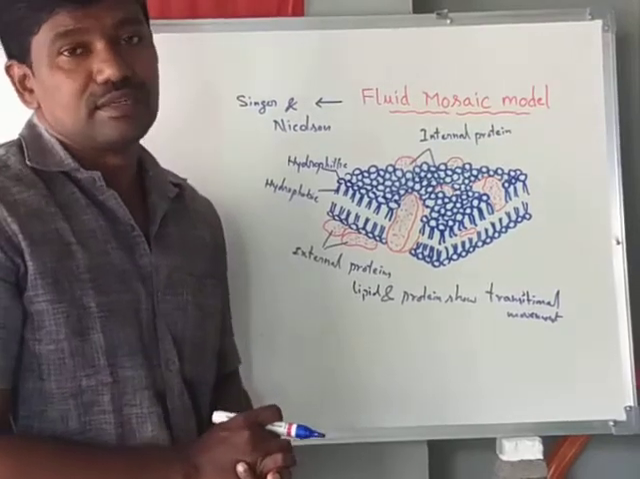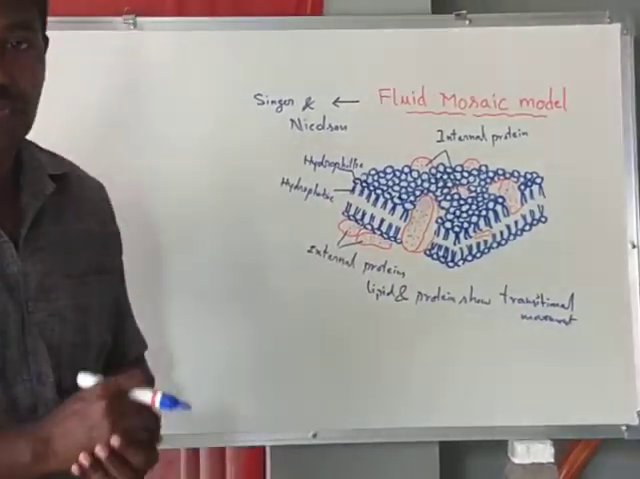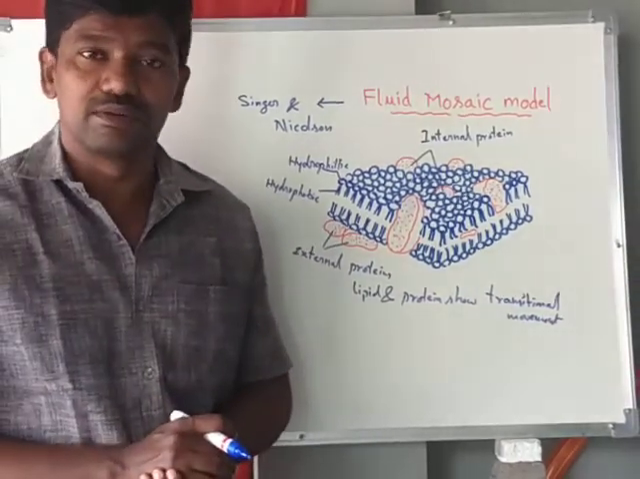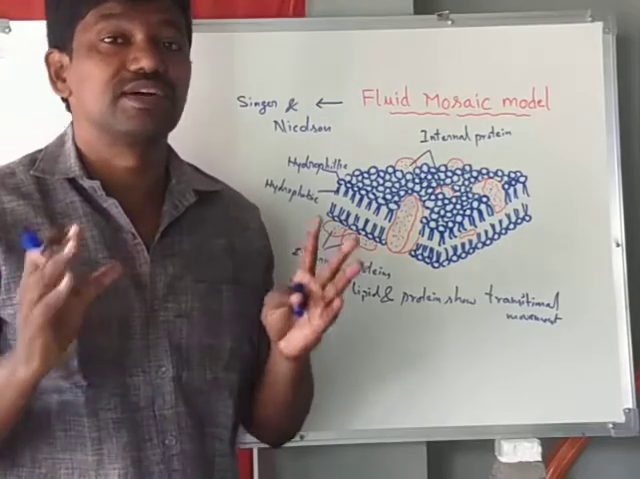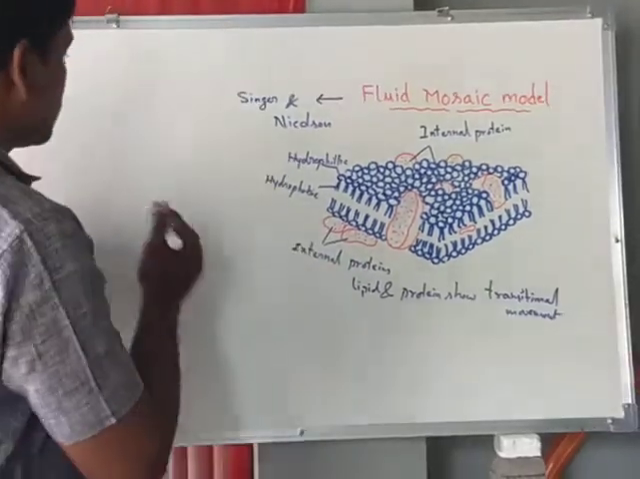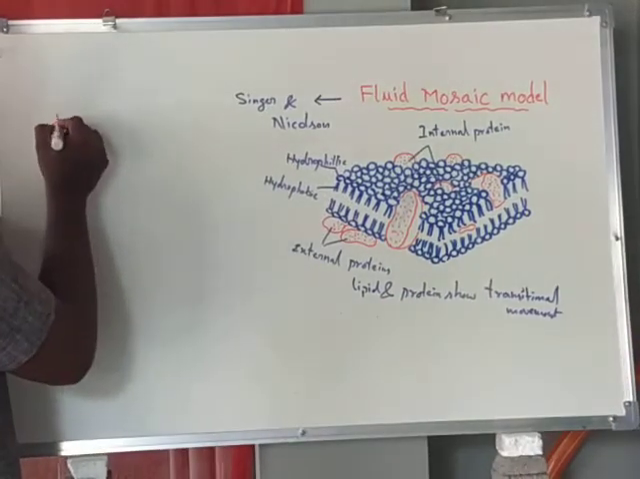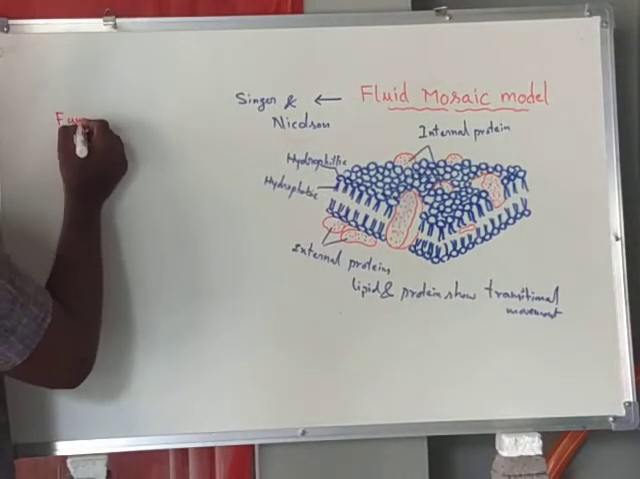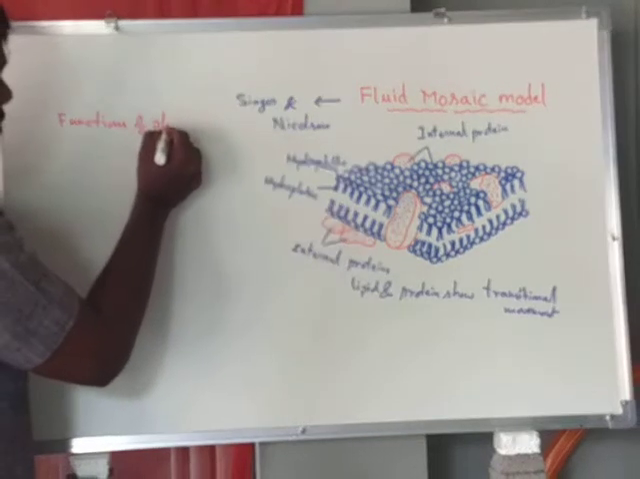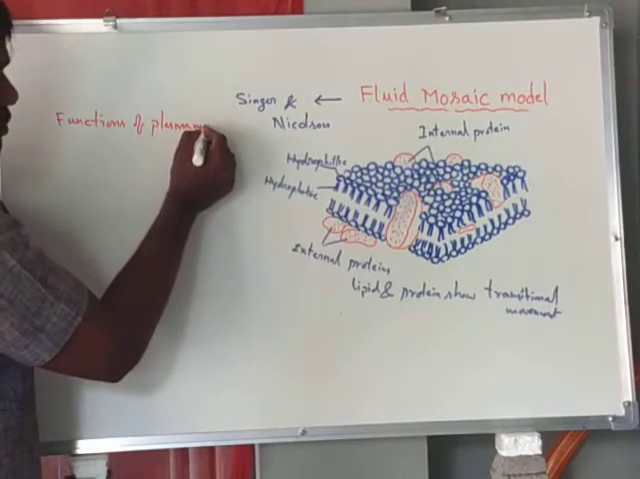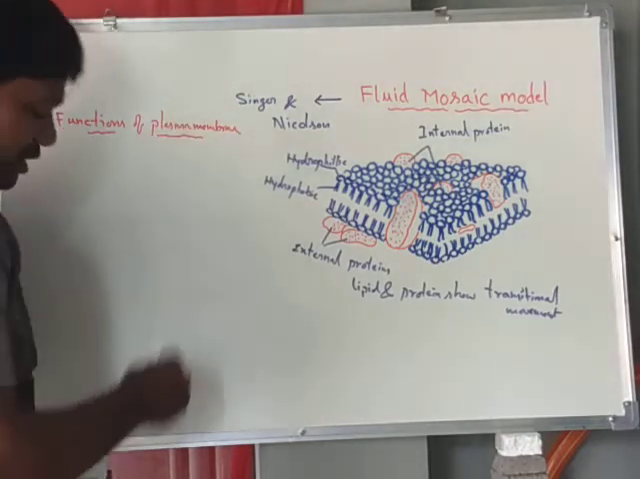These are the general theories explaining the structure of the plasma membrane. Now we will learn the functions of the plasma membrane. What is the use of the plasma membrane to the cell?